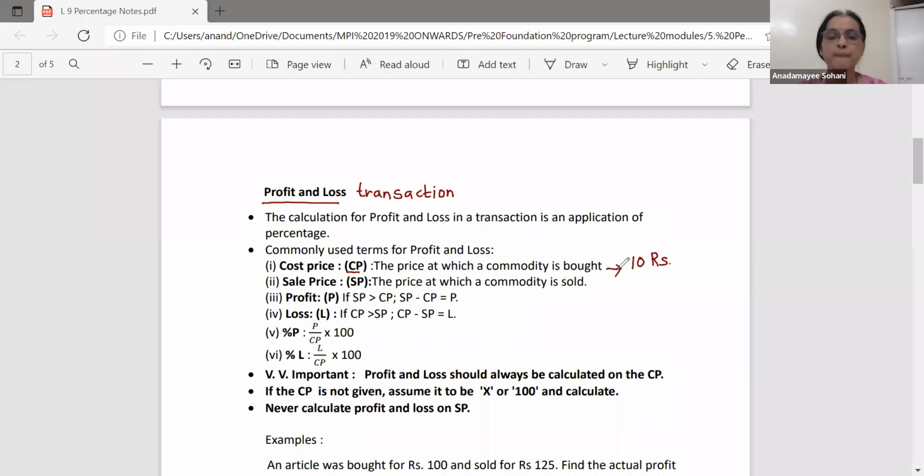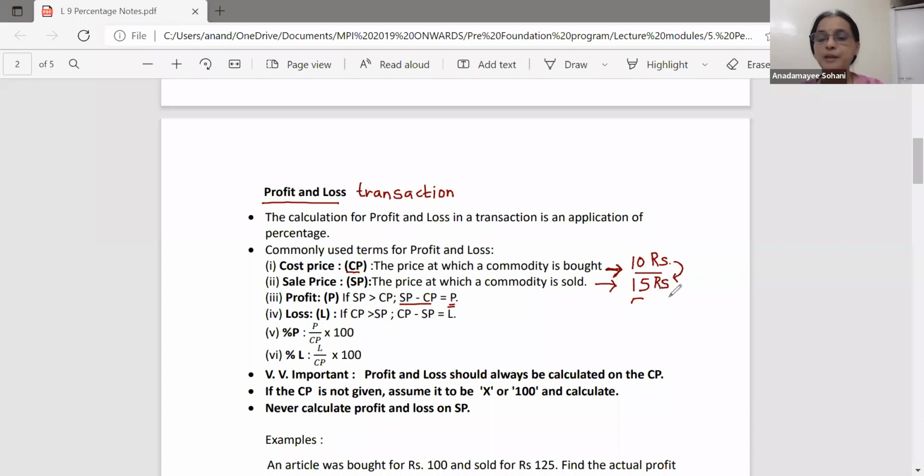I bring something for 10 rupees. My cost price is 10 rupees. The price at which I sell it, suppose I am a shopkeeper. I got something for 10 rupees and I sold it for 15 rupees. Then my sale price is 15 rupees. And now I have made a profit because I got it for 10, I sold it for 15. That difference in the sale price and cost price is called my profit. So my profit is 5 rupees.